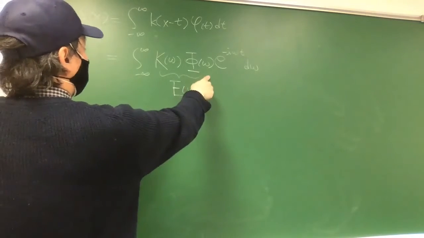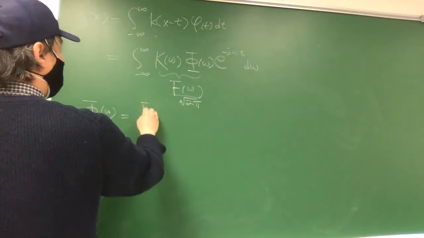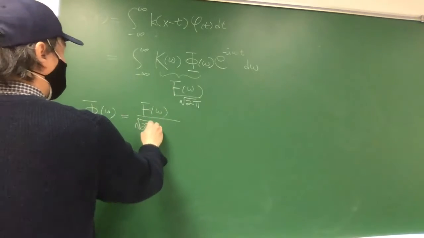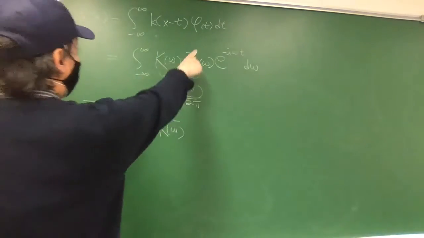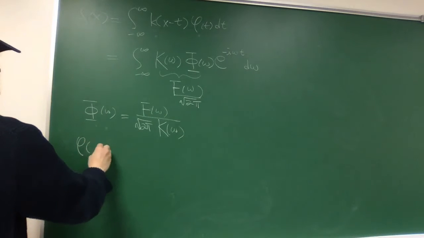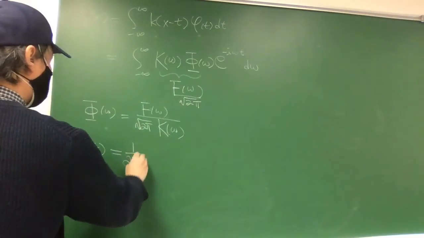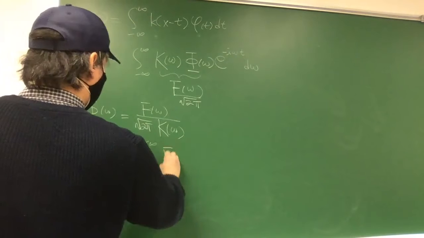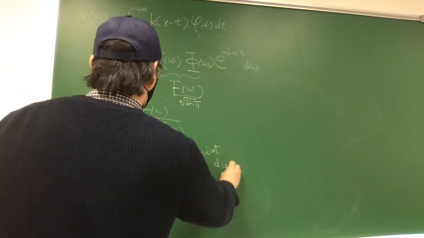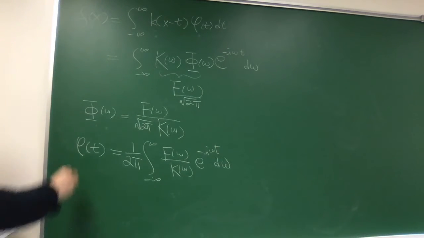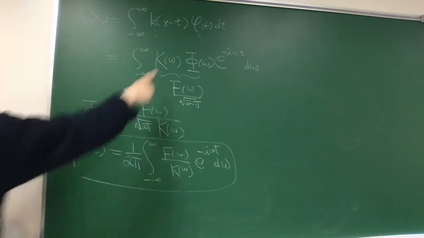Now, because of that, you can solve what you want. This is phi omega. It will be just f omega divided by square root of 2π times k omega. Right, so that's just straightforward. And once you have that, the function that you want to solve is just the inverse Fourier transform of this one. So that will involve also 1/√2π. So all together 1/2π. And you have f omega, k omega, and e to the minus i omega t d omega. Okay, so given this, you can solve the function this way.